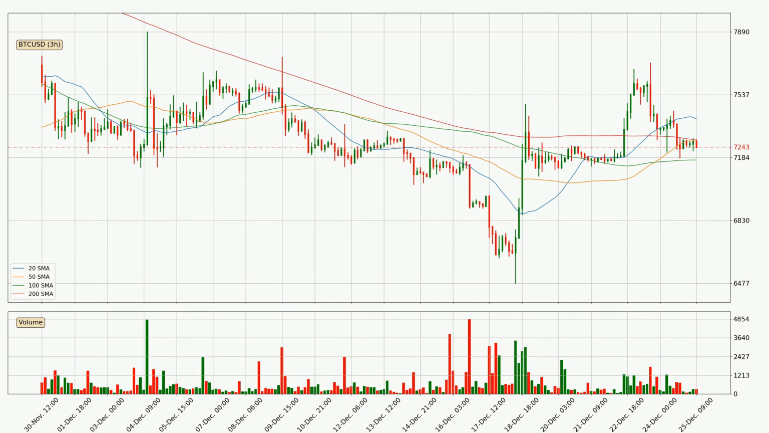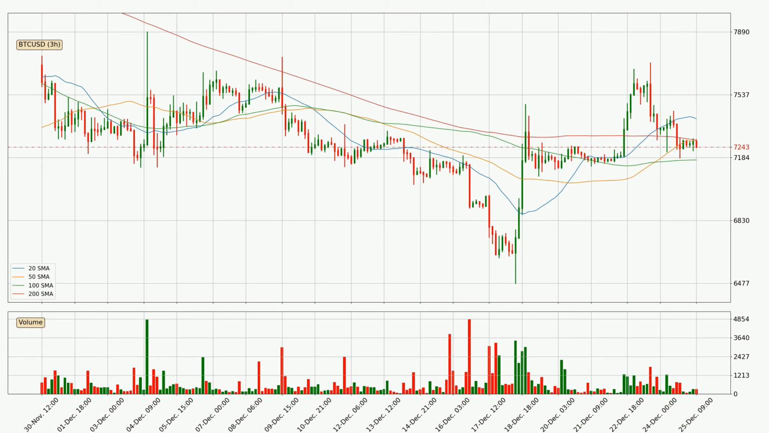Jumping to the 3-hourly simple moving averages, the current price is between the 100 and the 50 SMA. If the price bounces off the 100 SMA, which is currently at 7,170, it could be seen as a support, and the 50 SMA that is at 7,278 could be seen as a resistance to the upside. Breaking either way signals a possible further move to the corresponding direction.